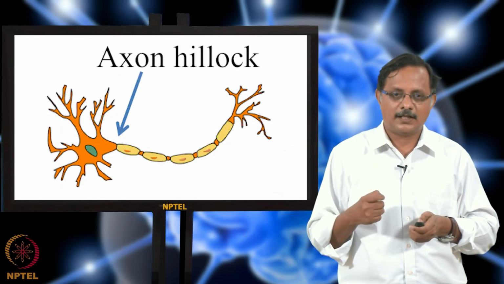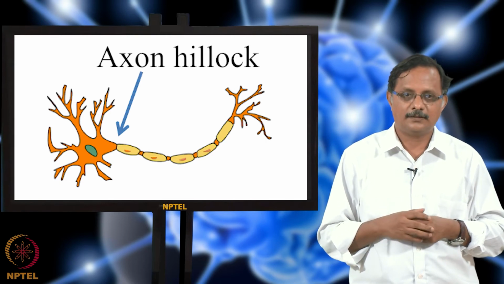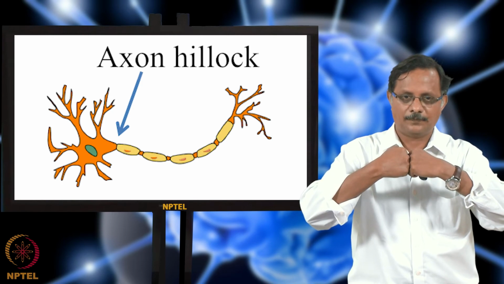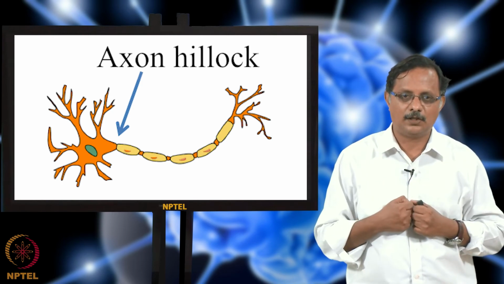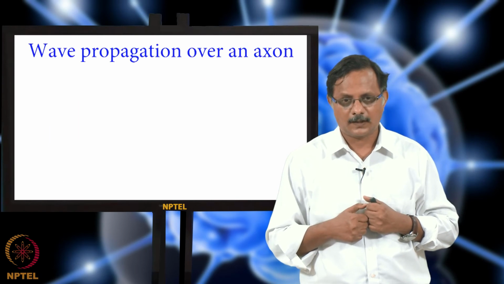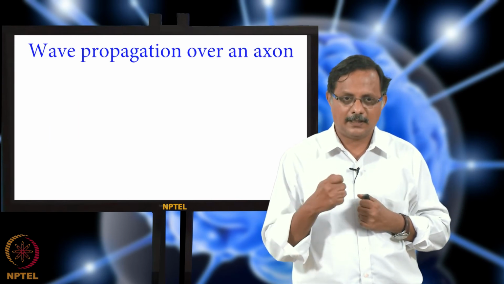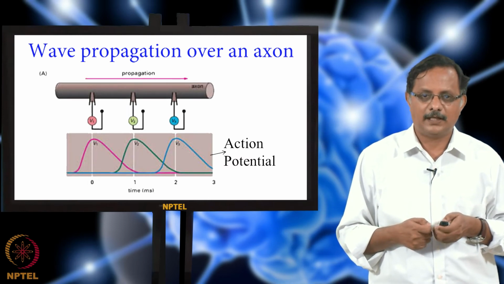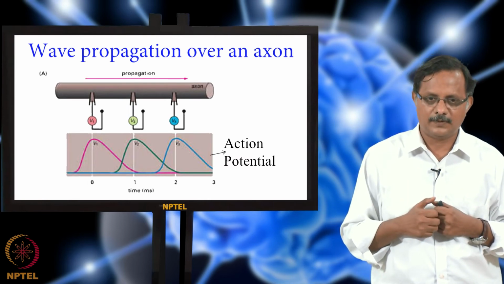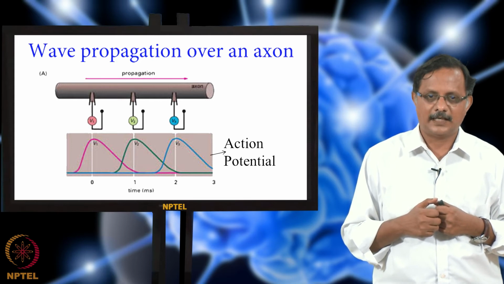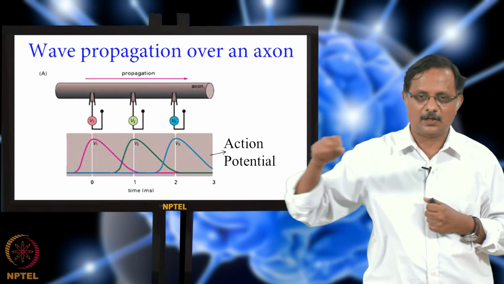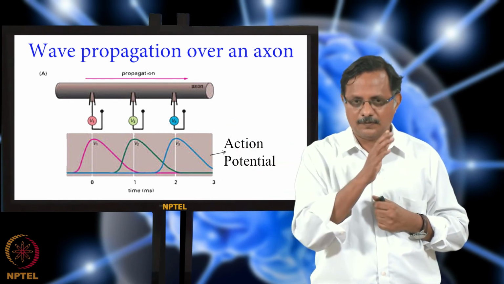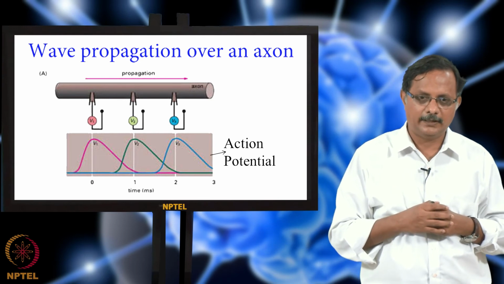This all or none response is produced at the meeting point of the soma and the axon. That is what is called the axon hillock, as you can see in this figure. Once the action potential is generated at the axon hillock, it then propagates along the axon, as you can see in the cartoon picture at the bottom of this slide, and at the top of the slide you can see this little pipe along which the action potential is propagating.